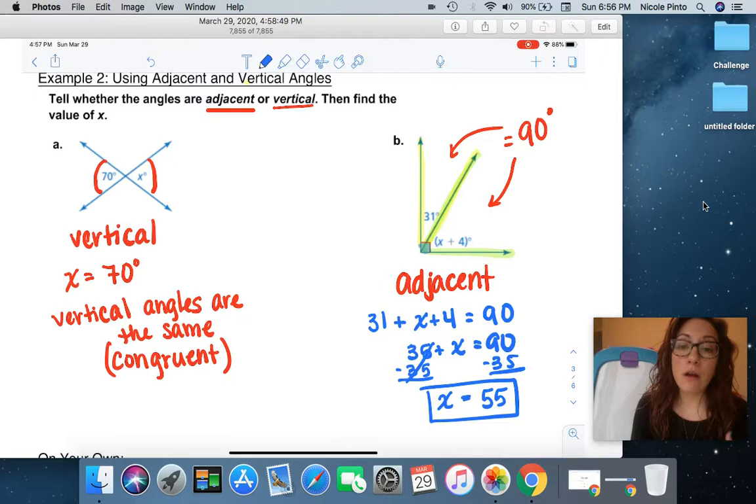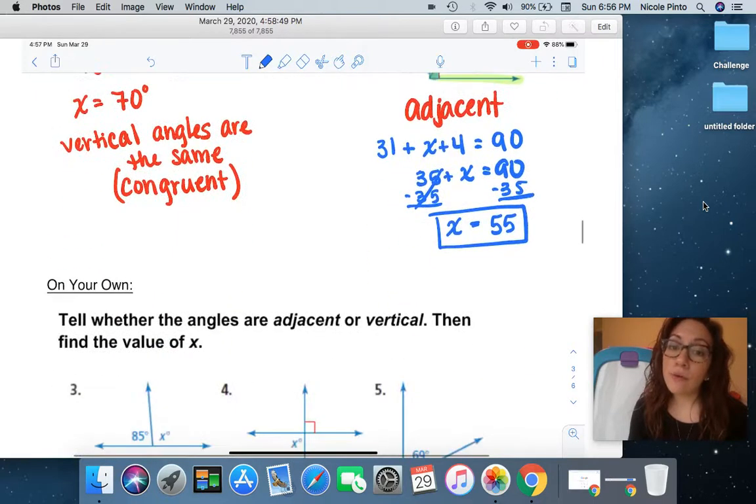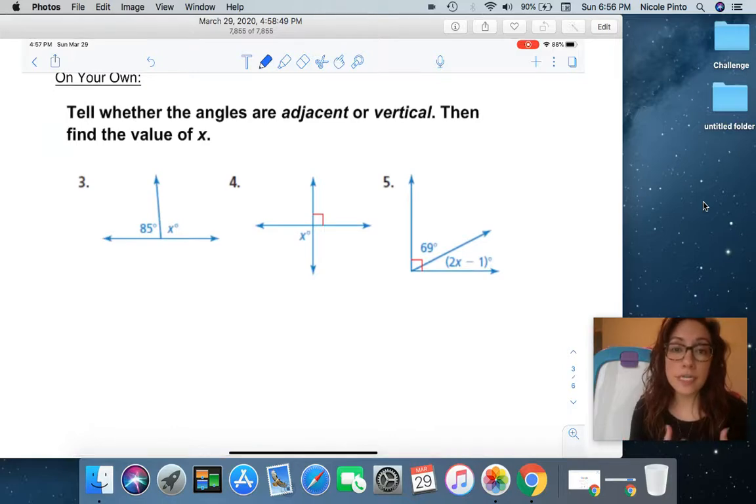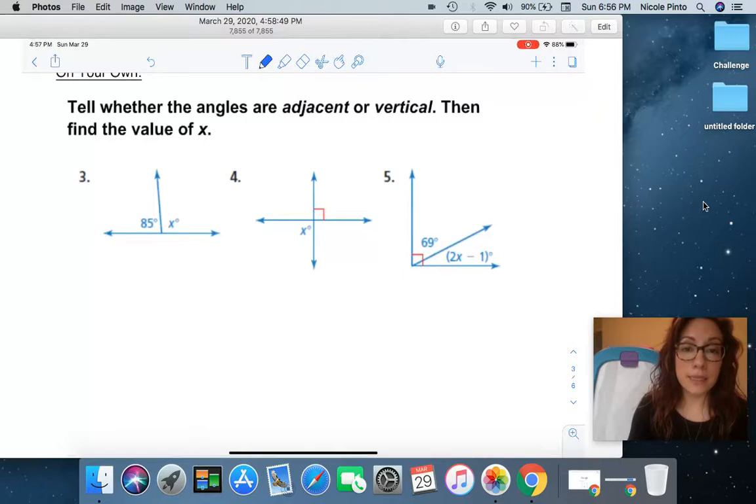So you can see we are using a little bit of what we learned before to help us here. All right, here are the on your owns that again are in your textbook, or you can take a screenshot of this and complete them, and we'll see how you do.